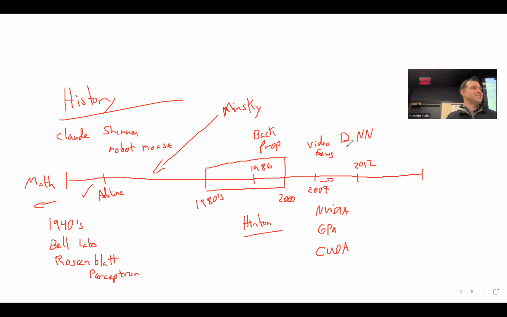What happened in 2012 is there was a competition. There was always a competition, not just in 2012. There was a competition yearly, which basically they had something called ImageNet. And ImageNet was a data set of 1.4 million images or so. And basically they had, I don't know, like 100 classes: bird, bus, car, cat, dog, something like that.